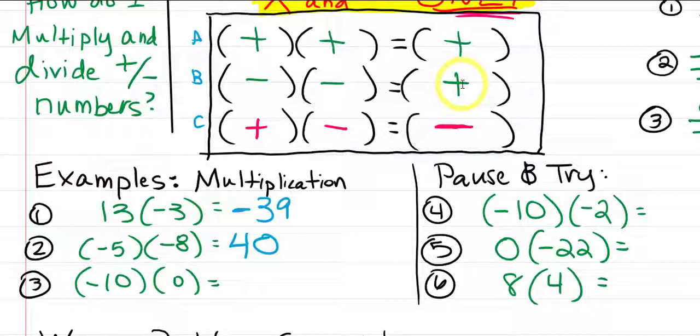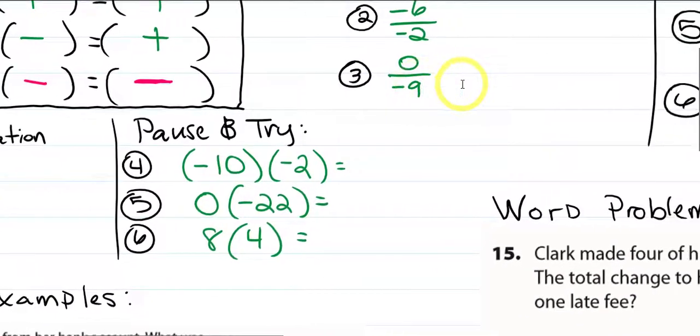Now, in number 3, we have a different situation because we're multiplying by 0. Anything multiplied by 0 is going to give you an answer of 0, and 0 does not carry a positive or negative number. So I'd like for you to pause the video and try problems number 4, 5, and 6.